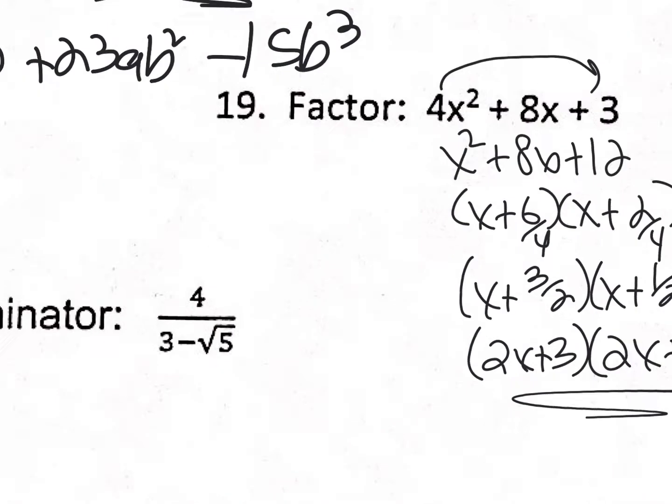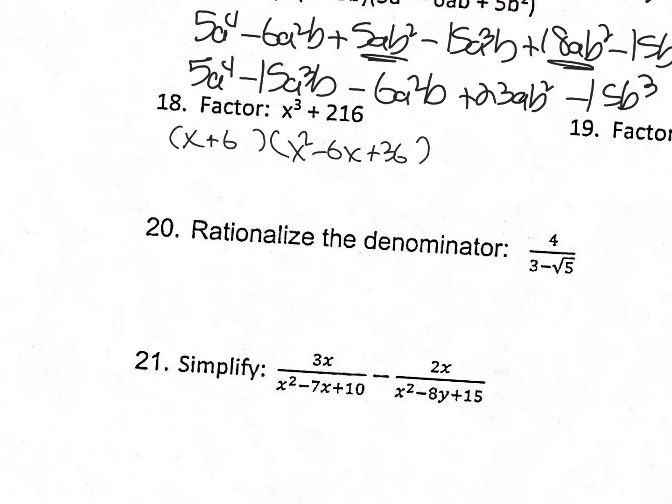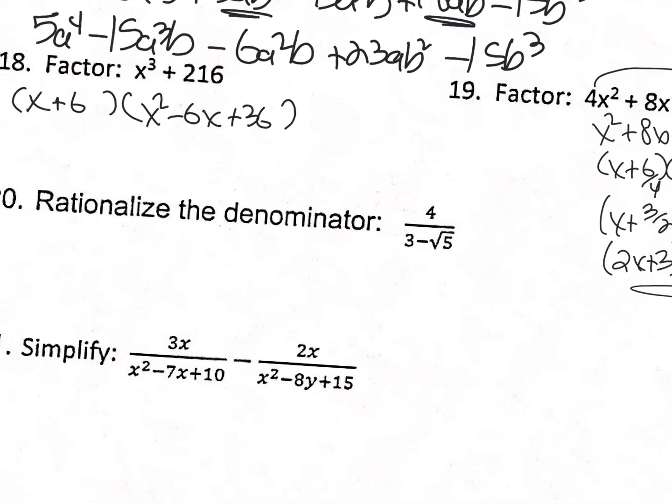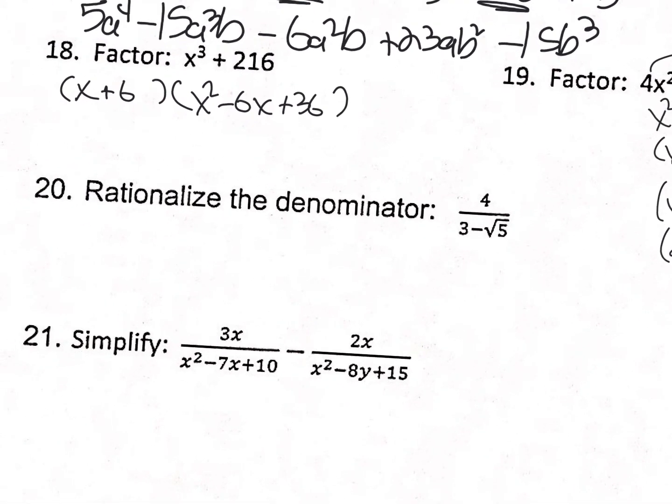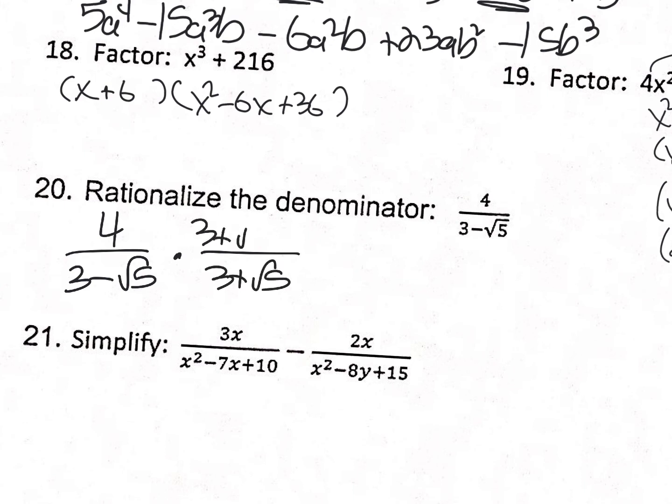All right, number 20. Man, there's a bunch of them. 20. Okay, rationalize the denominator. When you rationalize, you got to multiply by the conjugate. The conjugate of 3 minus the square root of 5 is 3 plus the square root of 5. 3 plus the square root of 5. Now, when you multiply conjugates in your denominator, you just do FOIL, first, last, just FOIL.